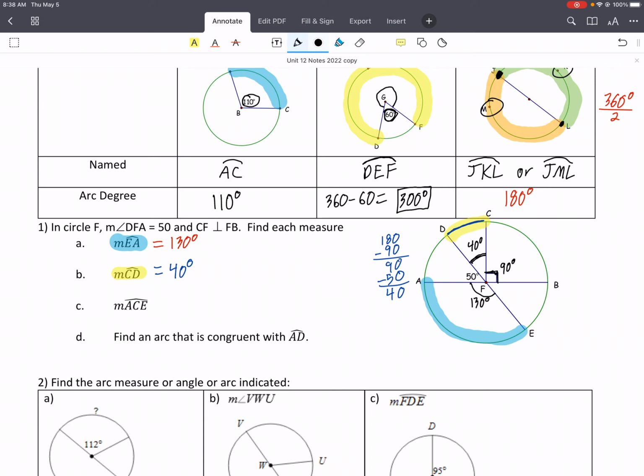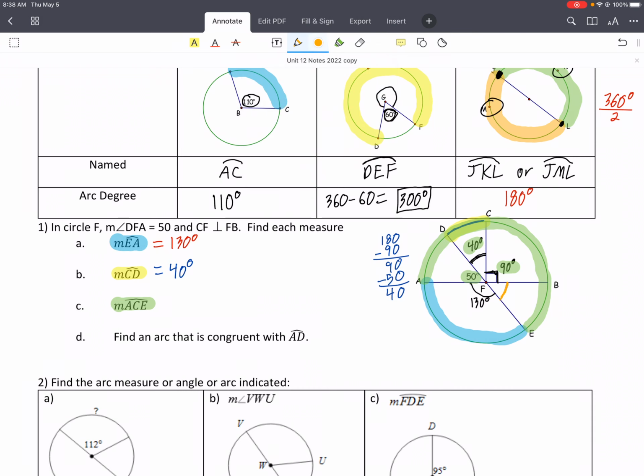So what we have to do now for this next one is find the measure of ACE. So we got to find the measure of this whole thing right there. We know part of it, right? We know 50, 40, 90. But we got to figure out what this section is right here to be able to figure out that whole thing.